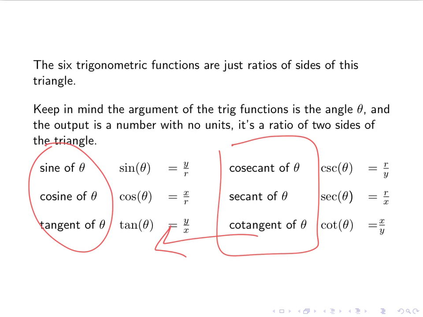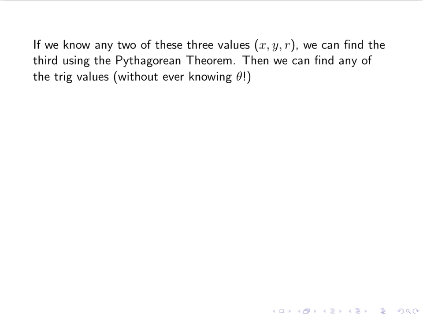These definitions will be given to you on the test, so you don't have to have them memorized, but you need to make sure that you're looking at the correct one. So we're going to do some examples of using these guys, and we're basically going to look at 2 different types of questions. So the first ones are given 2 of the 3 values, so x, y, and r. Can we find the third using the Pythagorean theorem? And we can. And then we're going to use those to find the other trig values. And we will never at any point actually find theta.